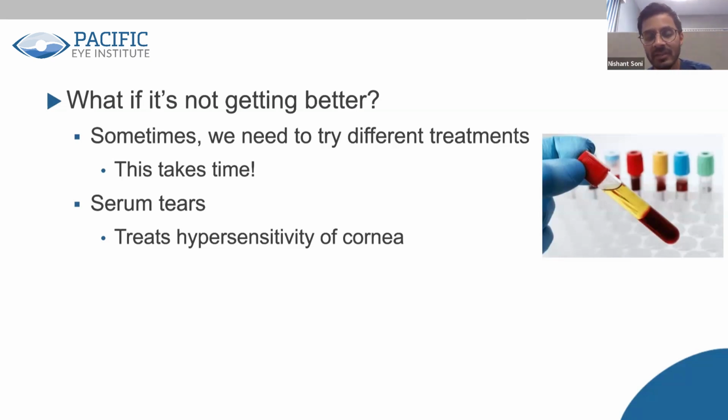There are a lot of growth factors, a lot of beneficial things that can help the surface of the eye heal. One of the things that it can do is help treat hypersensitivity of the cornea. There is a kind of dry eye where you don't really see any signs of dry eyes at all, but the cornea is just a little bit more sensitive than the average person. Serum tears can help calm down that hypersensitivity, and it can be very beneficial if nothing else works.